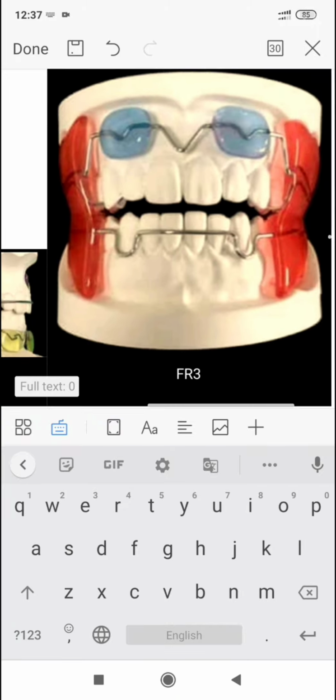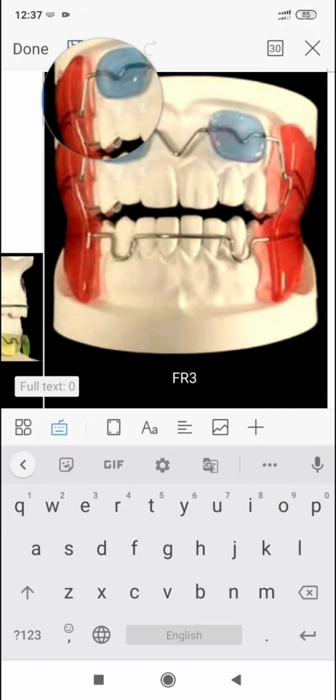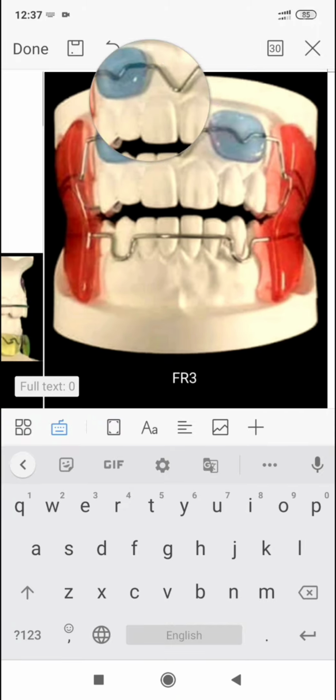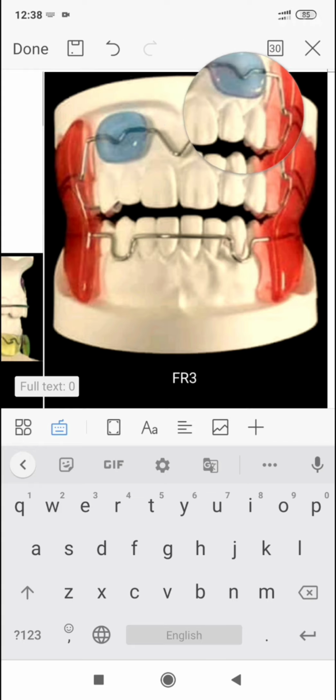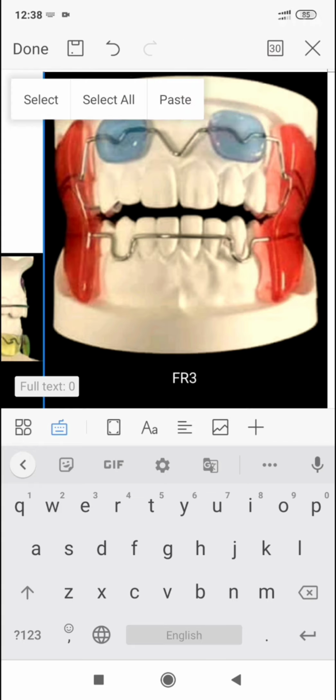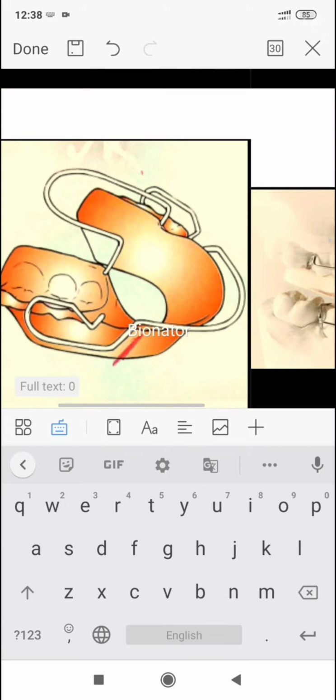And this is FR3. Lip pads are present in the maxillary arch, so it should be used for class 3 malocclusion definitely. FR4 is used in case of open bite and bimaxillary protrusion. FR5 is used with headgear in high mandibular plane and vertical maxillary excess cases.